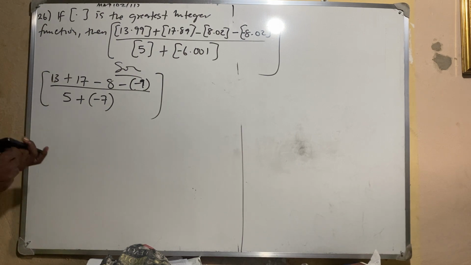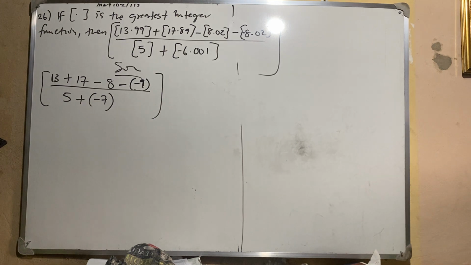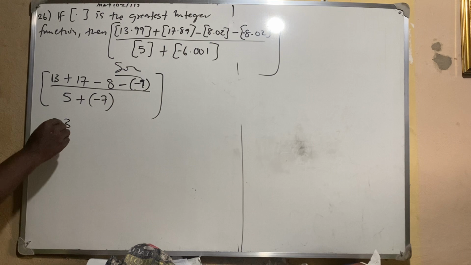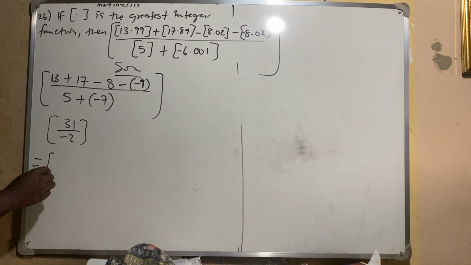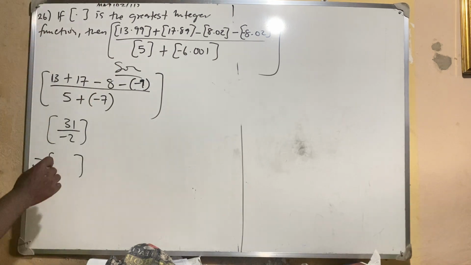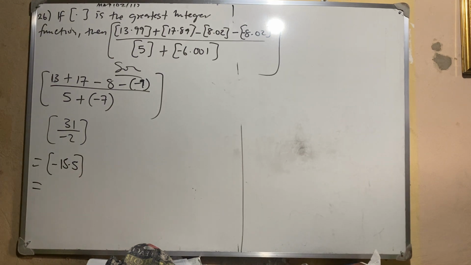So what do we have now? On your calculator, 13 plus 17 plus 9 minus 8, I have 31. So I have 31 over minus 2. Divided by 2, that is minus 15.5. Minus 15.5 is in between minus 16 and minus 15, so I'm taking minus 16 as my correct answer. So check your own.